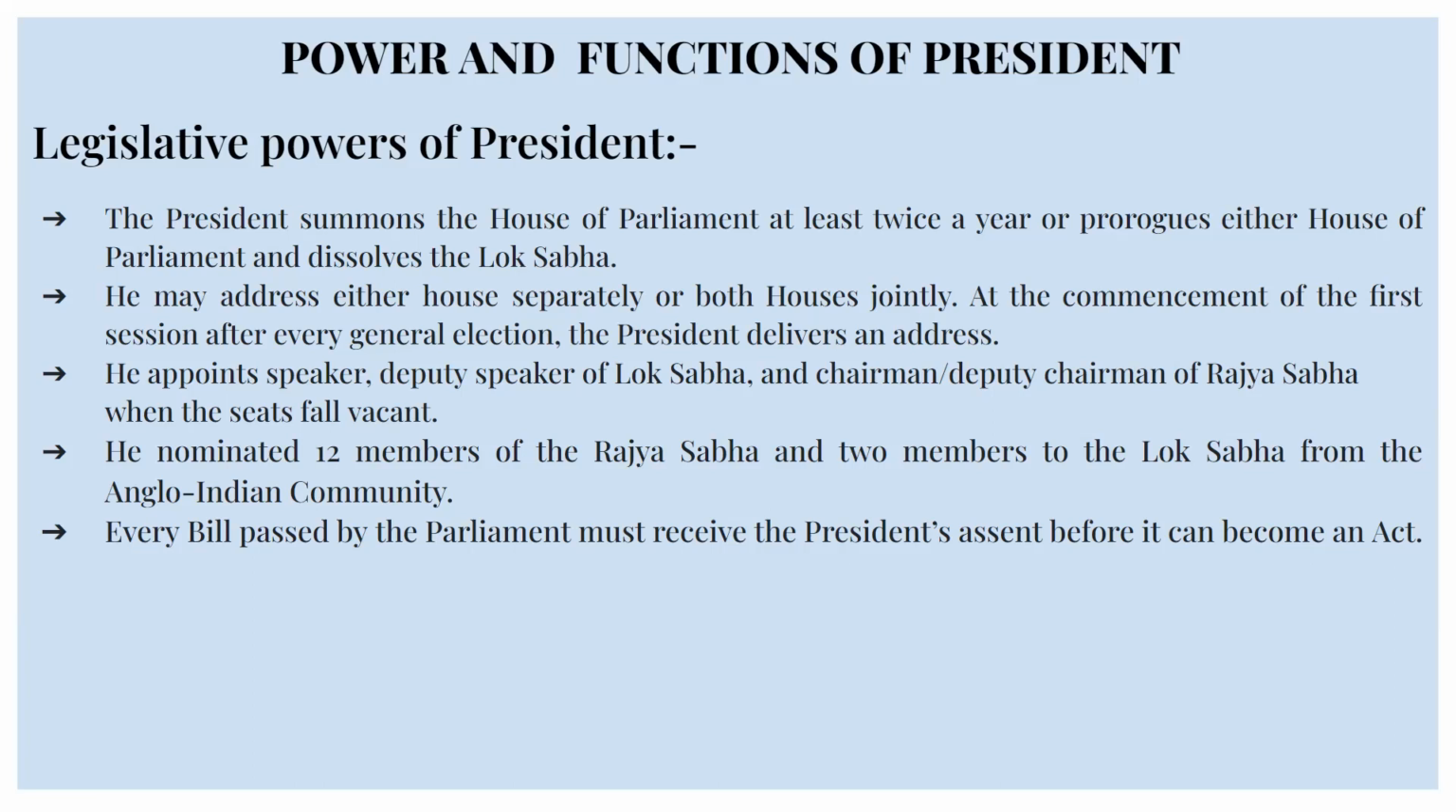Then he appoints the speaker and deputy speaker of the Lok Sabha, and the chairman and deputy chairman of the Rajya Sabha, whenever the seats fall vacant. Then he nominates 12 members of the Rajya Sabha and 2 members of the Lok Sabha from the Anglo-Indian community. Again, it's of his choice. Then no bill can become an act without the permission of the president.